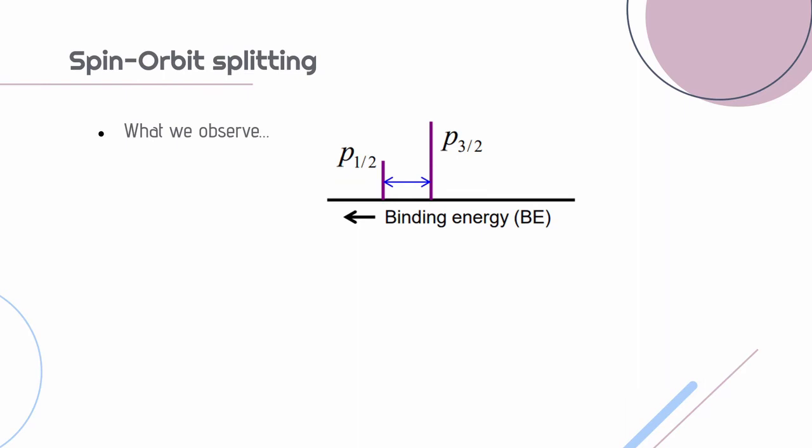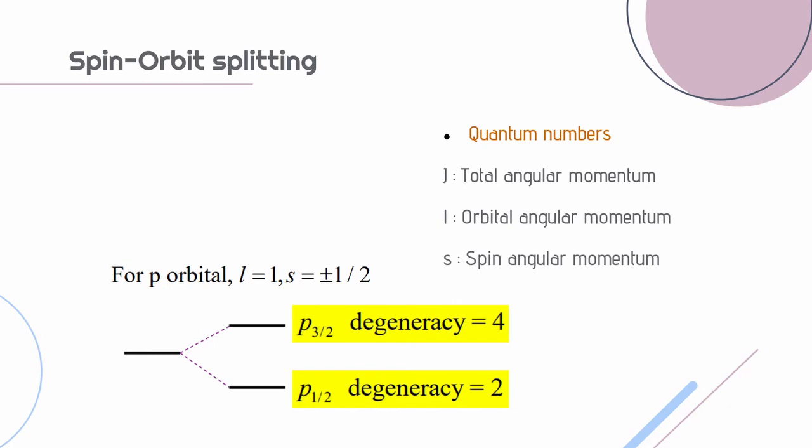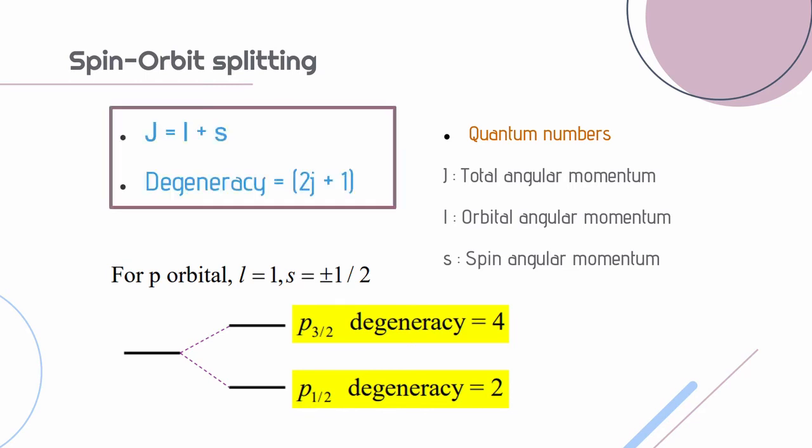What we observe in a p electron spectrum are two peaks while we expect only one, and this is due to spin-orbit interaction. So the p subshell splits its energy into two states, each having its own degeneracy. Let the quantum number j denote the total angular momentum, L the orbital angular momentum, and S the spin angular momentum. The total angular momentum j is given by L plus S, and the degeneracy of each state is given by 2j plus 1. For example, for the p orbital, we have two states, p3/2 and p1/2, and the degeneracies of these states are 4 and 2 respectively.